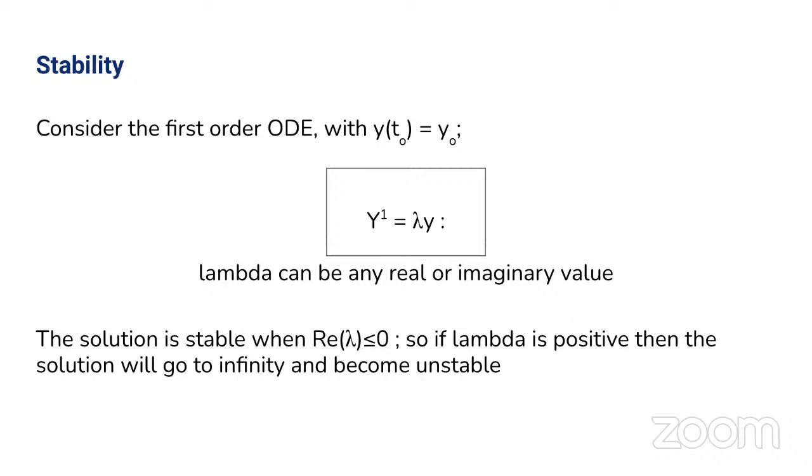So if lambda is positive, you can say that the solution will be unstable, because it will just keep on getting bigger and bigger as time progresses. Okay, please, the next slide.